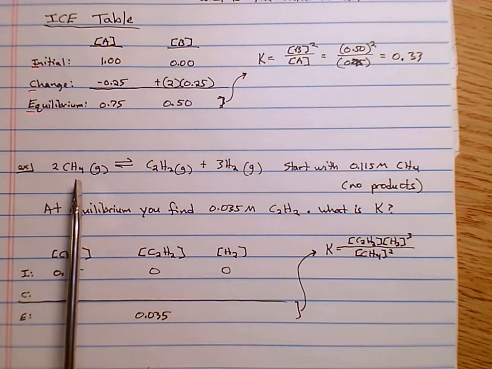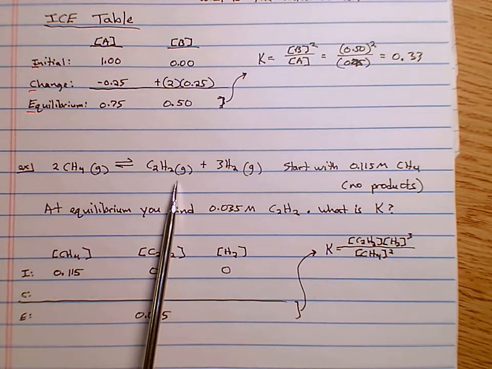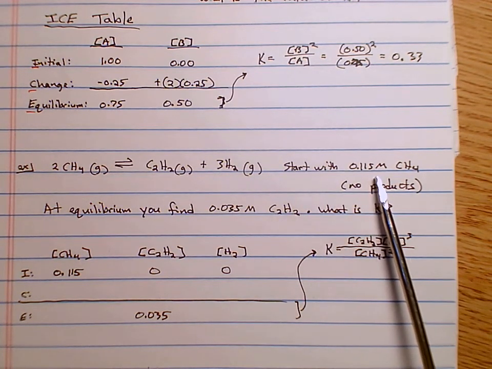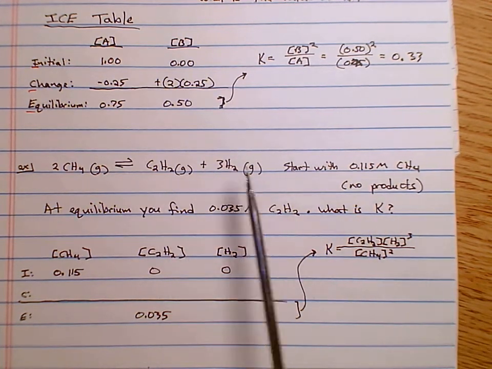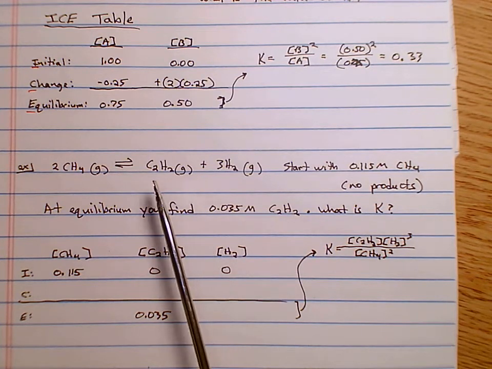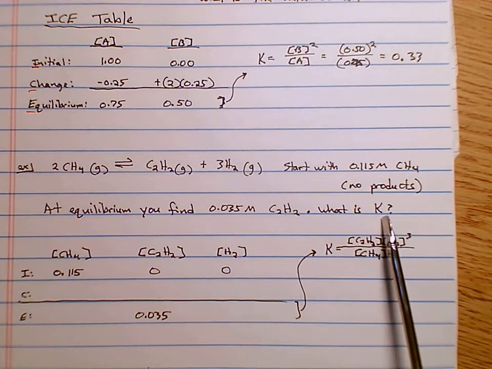Here's our reaction. 2CH4 gas, 2 methanes, are in equilibrium with C2H2 gas plus 3H2 gas. We start with 0.115 molar CH4, no products. We start with 0.115 molar CH4. Question: at equilibrium, you find you have 0.035 molar C2H2. That's acetylene, by the way. What is the value for K? What is the equilibrium constant?